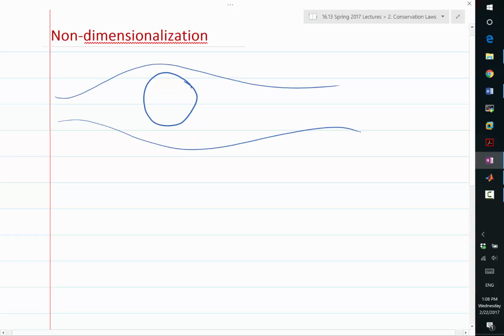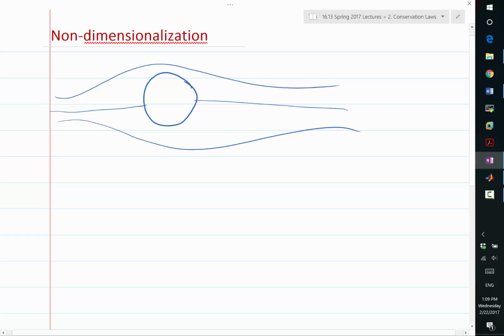So as an example, there are always parameters you can eliminate in your analysis. The simplest example you have probably seen elsewhere is the inviscid flow, let's say potential flow around a circular cylinder, or around any body, right? So the flow is like that.